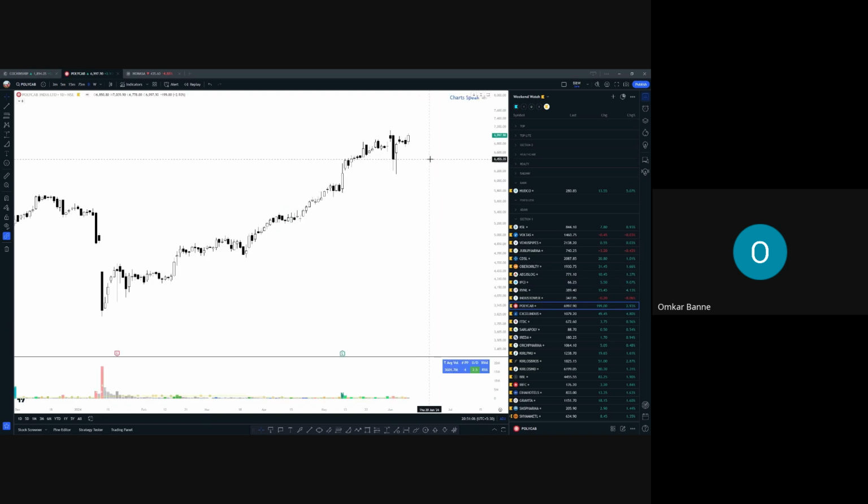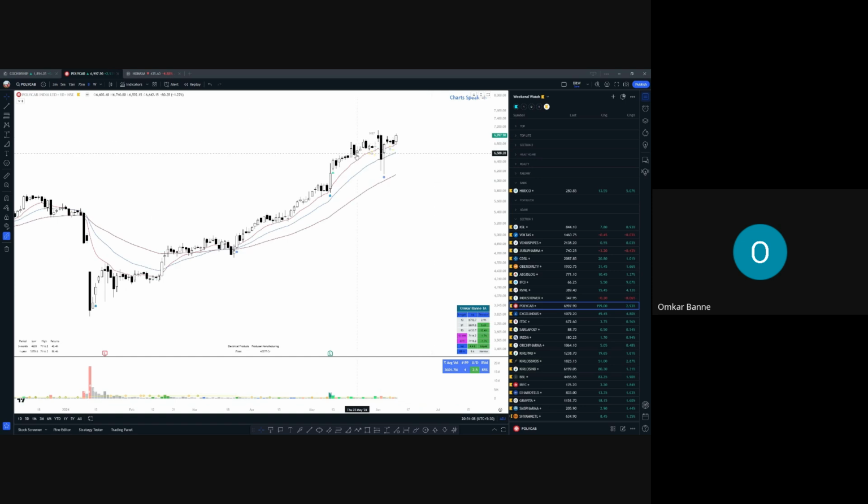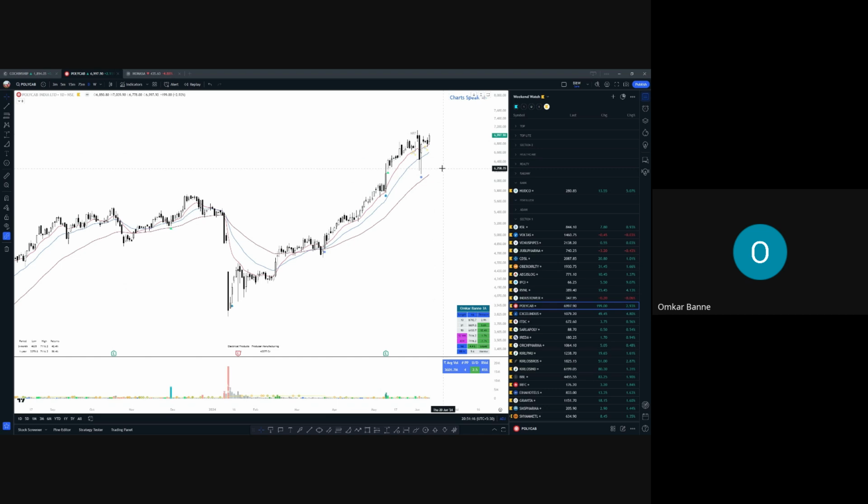And Polycab, it is looking good. But actually, there is no proper base formation. It is just lingering around its key moving averages. It is holding up well with the 21-day moving average, but still it is not that convincing a setup for me.